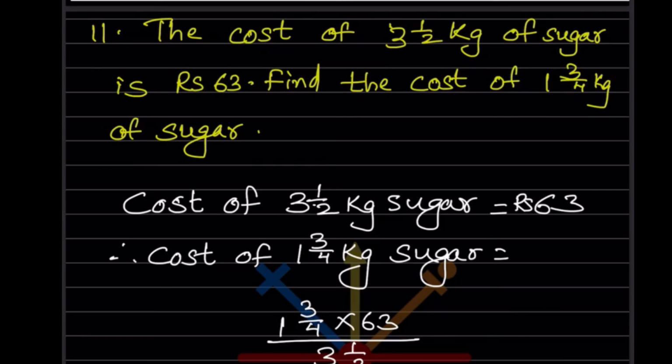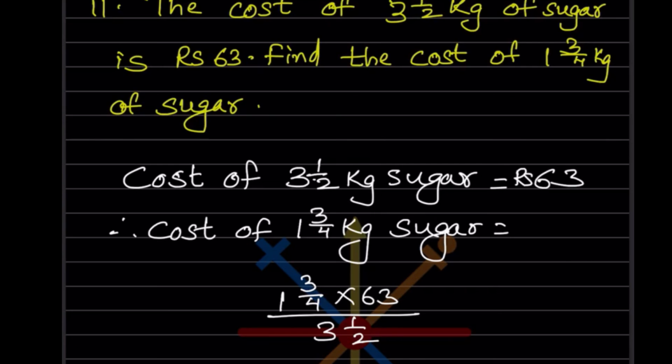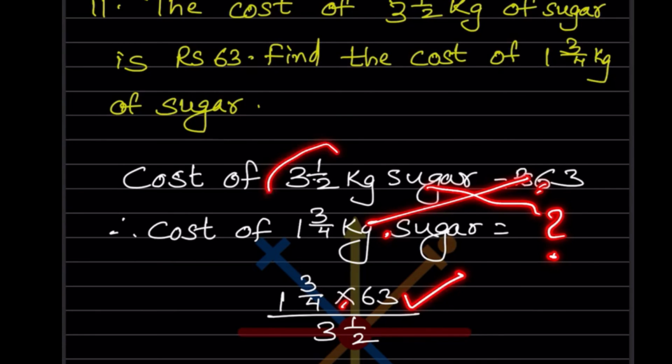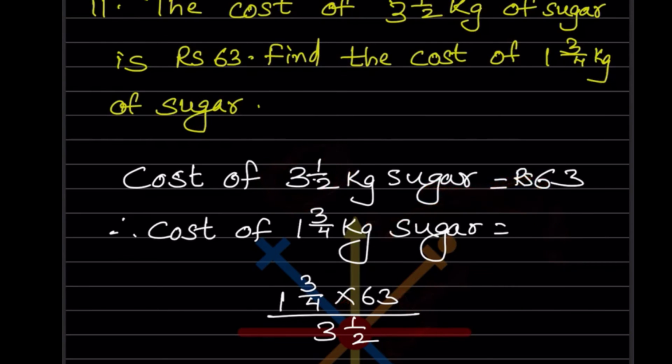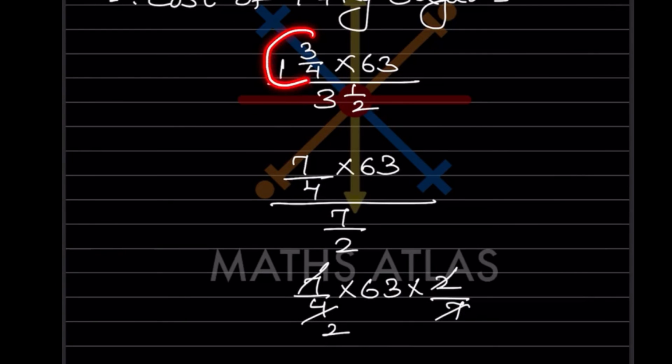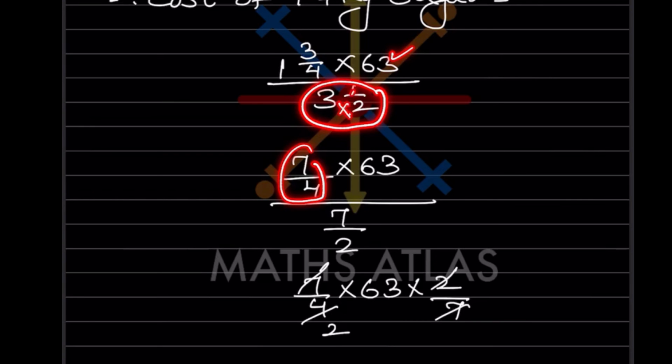The cost of 3.5 kilogram of sugar is rupees 63. Find the cost of 1 integer 3 by 4 kilogram of sugar. So the cost of 3.5 kilogram sugar is given as 63. The cost of 1 integer 3 by 4 kilogram sugar, what we can do, we can cross multiply. So we don't know what it is. So 1 integer 3 by 4 into 63 will go in the numerator, and this 3.5 will go in the denominator. So now this can be written as 4 plus 3, that is 7 by 4 into 63, and this can be written as 7 by 2.